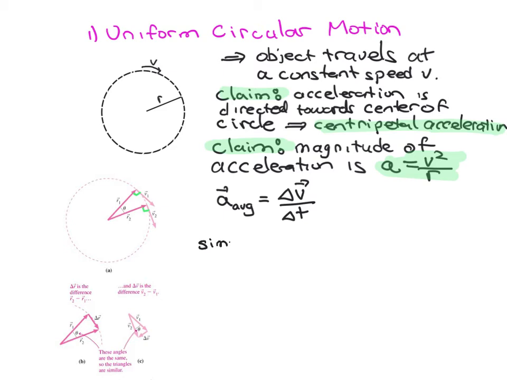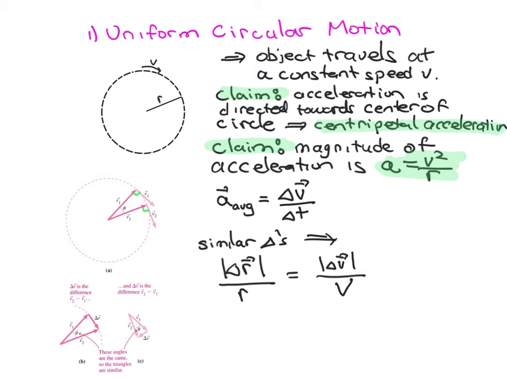Well, the fact that they're similar triangles means that we can write the following ratio. It's got to be true that the magnitude of the change in position vector, delta r, divided by r, is equal to the magnitude of delta v divided by v. Right? Because when you have similar triangles, the ratio of corresponding sides has got to be the same. So this left-hand side here corresponds to the ratio of this side of the triangle to this side, and the right-hand side corresponds to the ratio of this side of the similar triangle to this side. So this equality follows from the fact that the two triangles are similar.